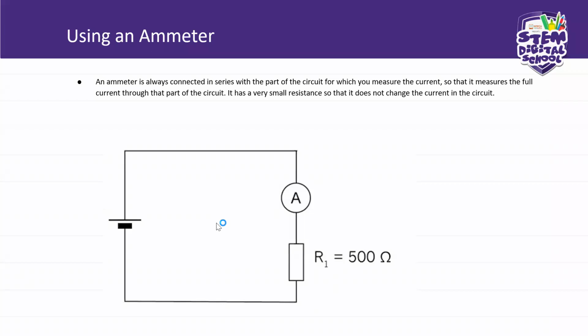Okay. An ammeter is always connected in series with the part of the circuit for which you measure the current, so that it measures the full current through that part of the circuit. It has a very small resistance so that it does not change the current in the circuit. Okay.